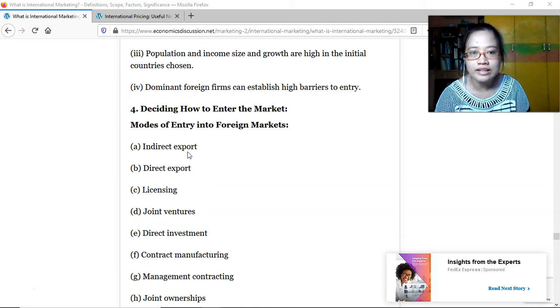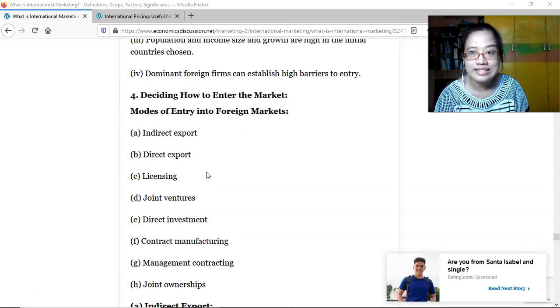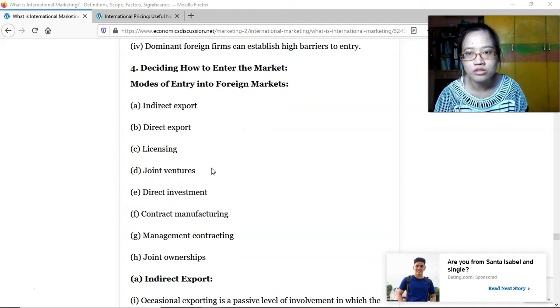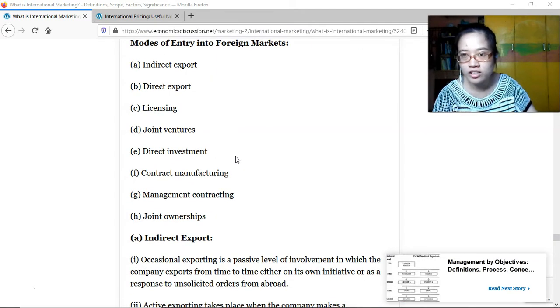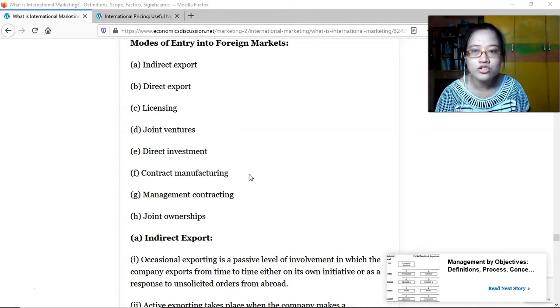Deciding how to enter the market, modes of entry: indirect export, direct export, licensing, joint ventures, where you partner with the local businesses. Direct investment, where you simply put your money into a local business. Contract manufacturing, again, some sort of partnership as well.